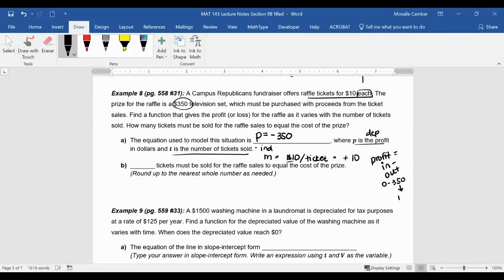So that is your B. And then you're going to add on the $10 per ticket. So $10 per ticket times the number of tickets.